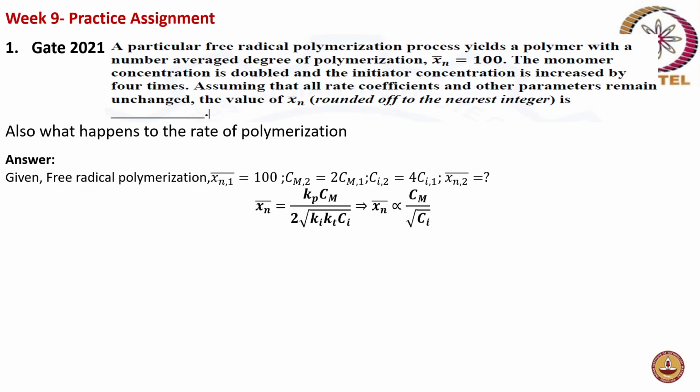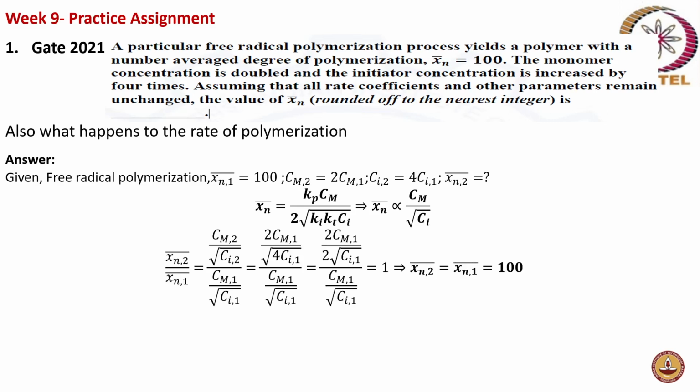So the relationship for a free radical polymerization is that your number average polymerization is equal to Kp, rate constant for propagation, into concentration of monomer, divided by 2 times square root of rate constant for initiation multiplied by rate constant for termination into concentration of the initiator. So from this you can get the relation that your number average degree of polymerization is proportional to Cm, that is concentration of monomer, divided by square root of concentration of your initiator. Correct?